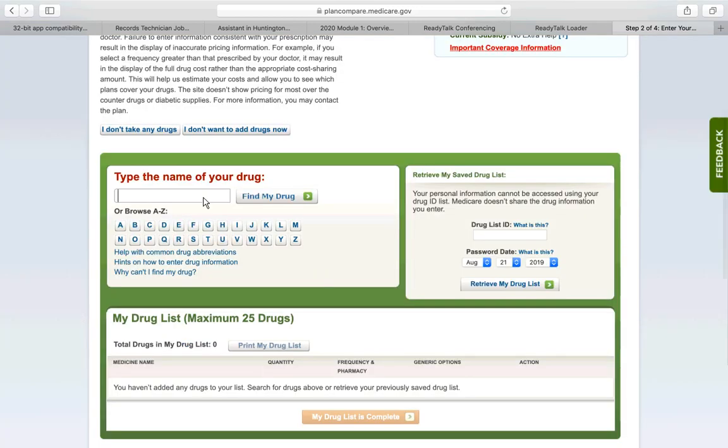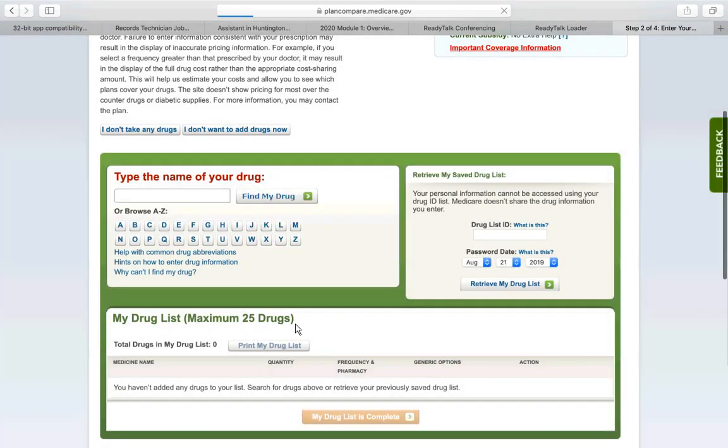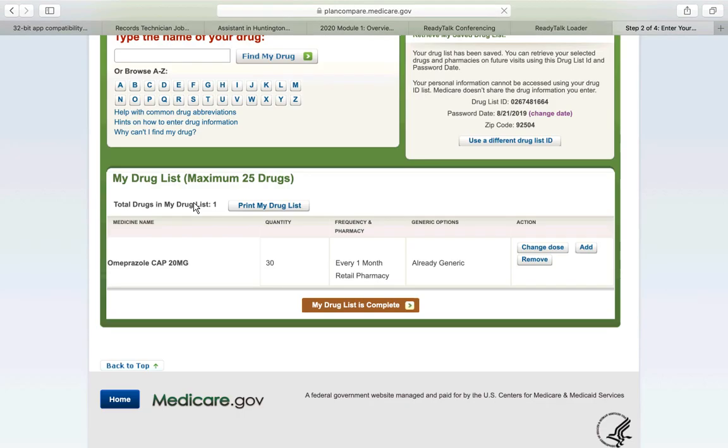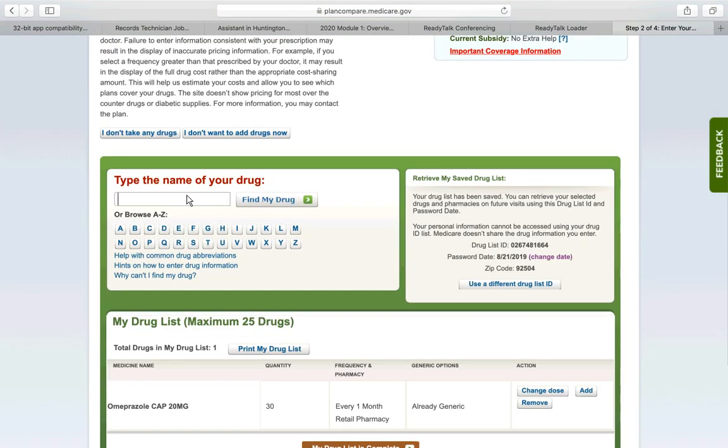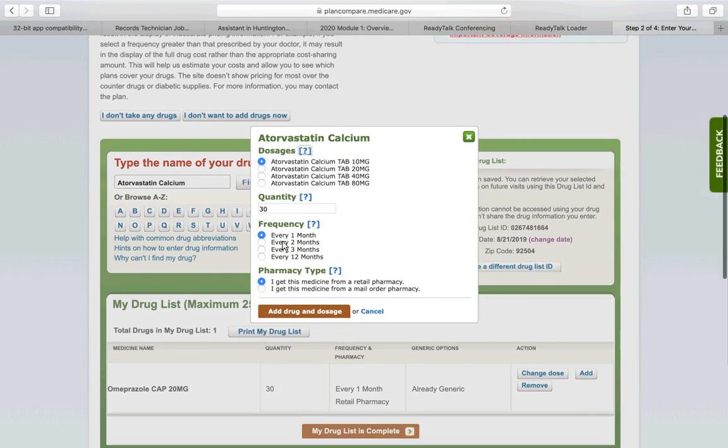And this is where you add your medications. Let's add a different one this time. Omeprazole. Make sure that we are accurate with the dosage and quantity, once a month. Let's go with atorvastatin. Atorvastatin is a generic for Lipitor. It's a tablet, most commonly used with 10 milligram.